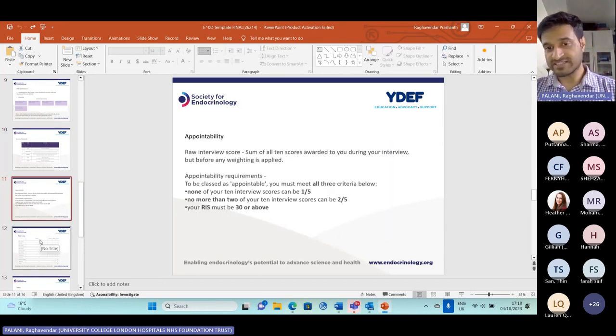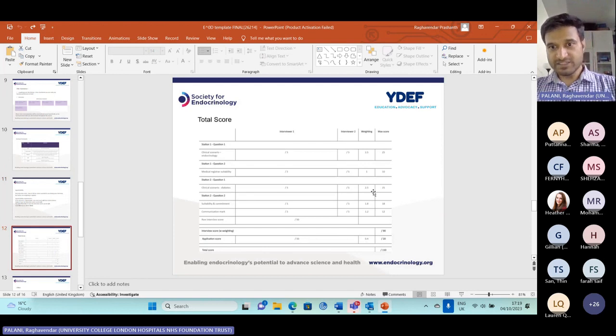You will be given a national rank, and based on that rank, you would be given an appointability and an offer. Now, this is the total score. One thing I need everyone to remember, a small trick, is that for the clinical scenario in endocrinology, although the interviewer is scoring you out of 5, the weightage is 2.5, meaning whatever you score here, it's 2.5 times that score you get as your maximum score.